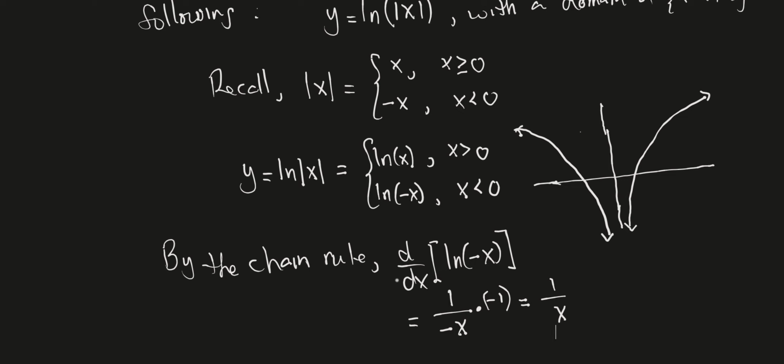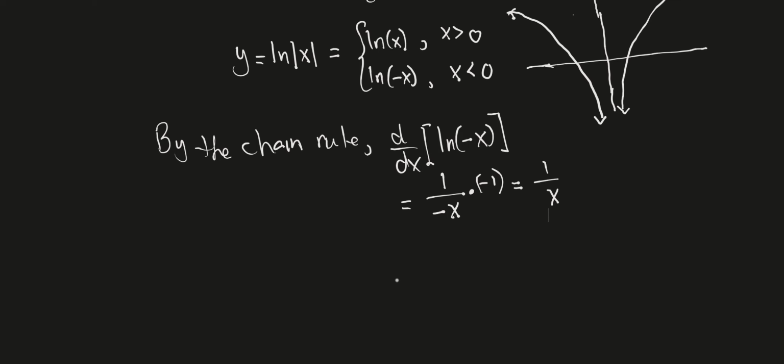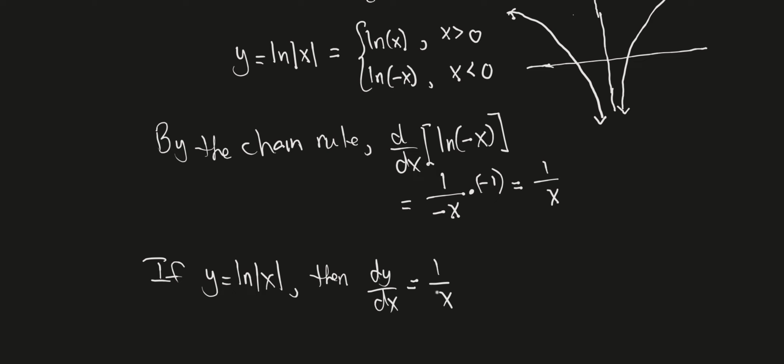So in general, here is what this whole little tangent, no pun intended, shows. It says if our function is now the natural log of the absolute value of x, then the derivative is still 1 over x, right? So then dy dx is still 1 over x, and now we can say that this is valid for all values of x not equal to 0, right?